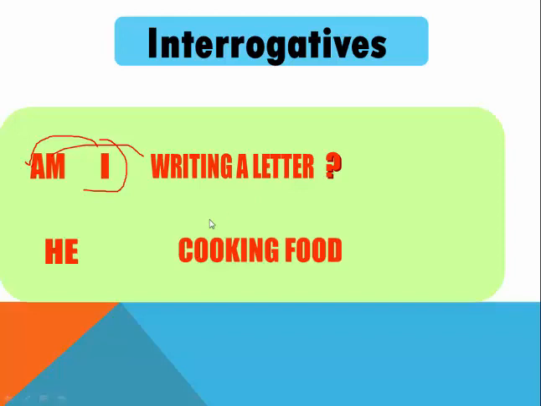This is interrogative. Similarly, one more sentence: he is cooking food. He will come here, and is will go there. So, is he cooking food? One thing is missing there, that is your question mark. So, is he cooking food? This is how you can make interrogative sentences. Okay, so this is over.